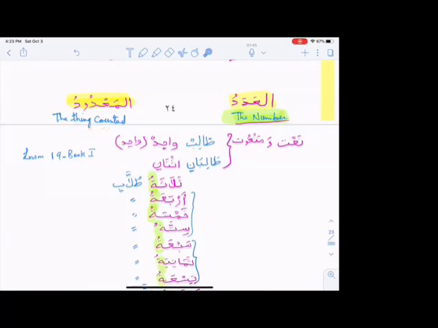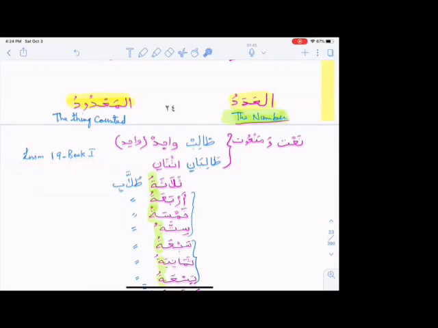Now, number 1 and number 2. This is very important to understand. Number 1 and number 2 will always come as naat and man'ut, sifat and mawsuf. We studied this in lesson number 19, book 1. If you want to revise it again, book 1, you can, inshallah.